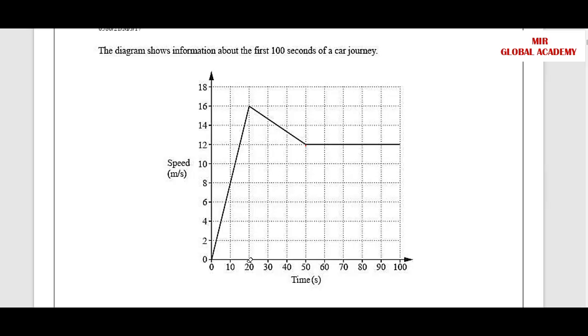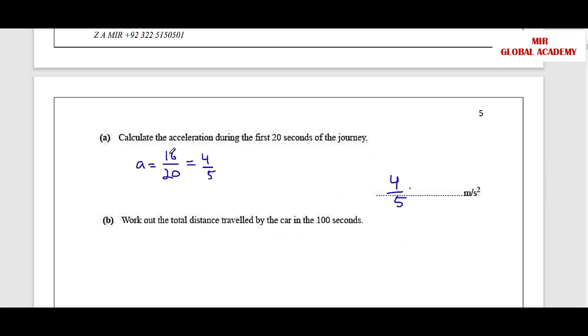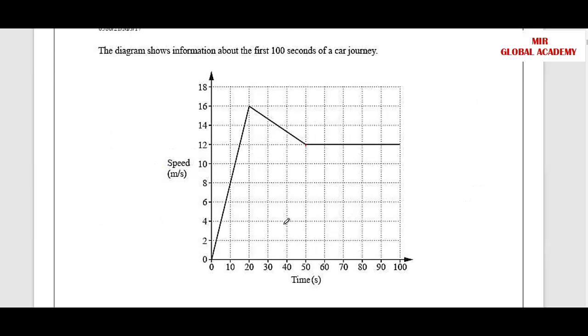So here the rise is this much, which is 16. This is rise 16, and the run is 20. So just plug in the value here. Acceleration is 4.5 meter per second square. Next, work out the total distance traveled by the car in 100 seconds. In a speed time graph, to find the distance covered, we have to find the area under the graph.